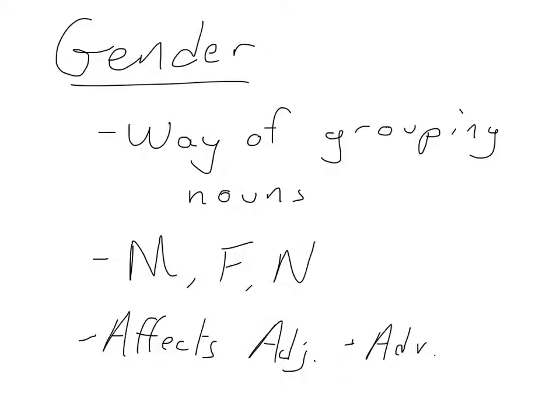Gender is similar to declension in that it's a way of grouping nouns. It's kind of an artificial convention. We have 3 genders in Latin: masculine, feminine, and neuter. We do not have genders in English, really. We don't have declensions either.